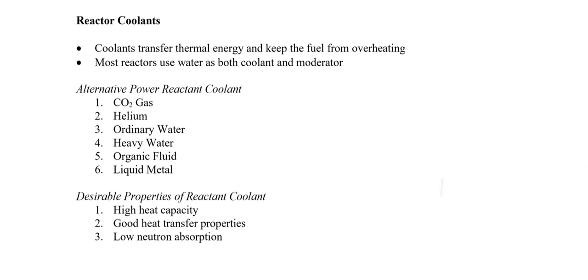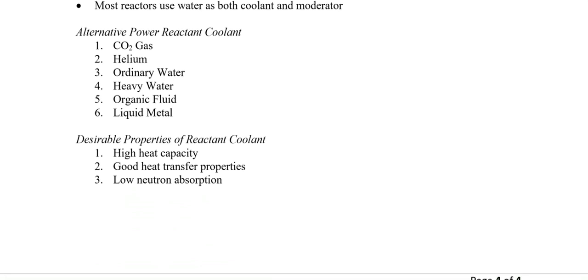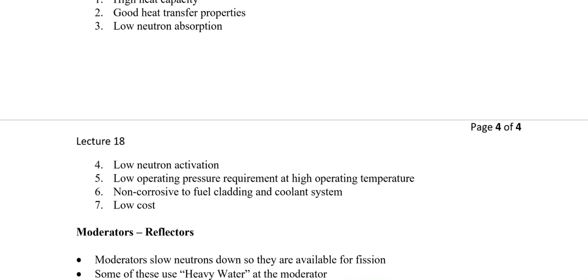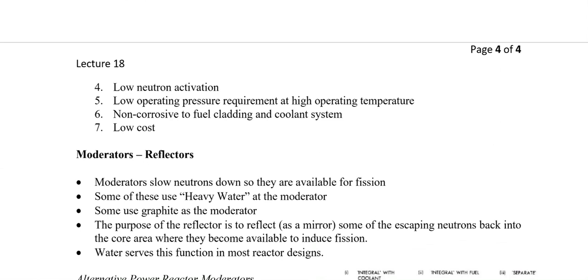A desirable property of the reactor coolant is that it should obviously not absorb the neutron, because if it is absorbing neutrons, it would be slowing down the nuclear fission process. It should have high heat capacity, so it takes a large amount of heat from the nuclear fuel towards the water for steam generation. It should have good heat transfer property as well. It should have low neutron activation, not easily activated by the neutron. It should have low operating pressure required at a high operating temperature.